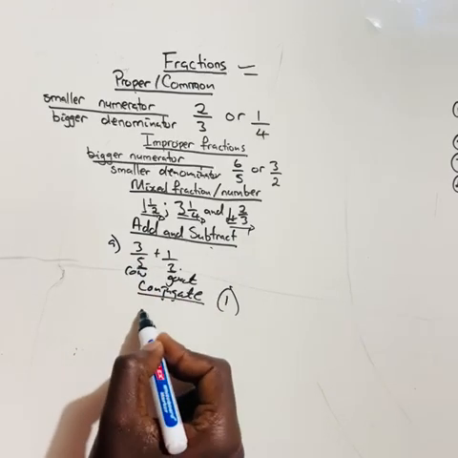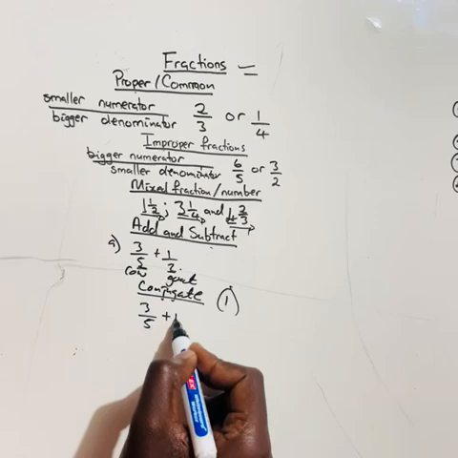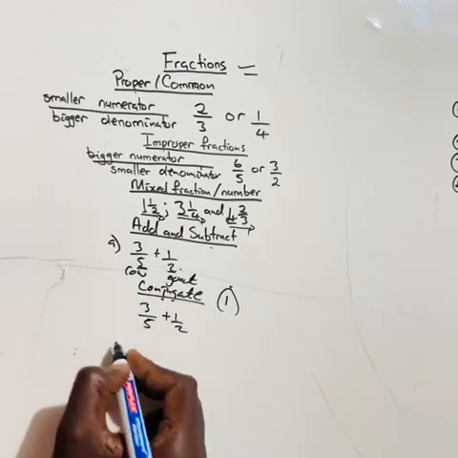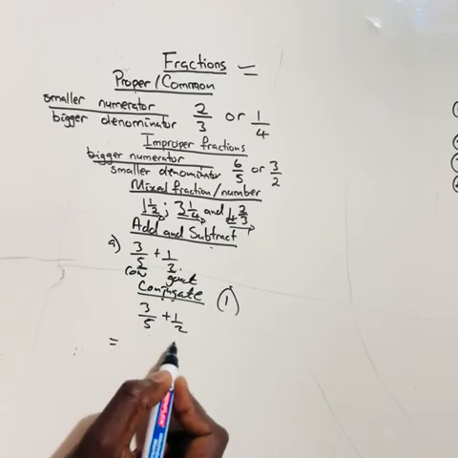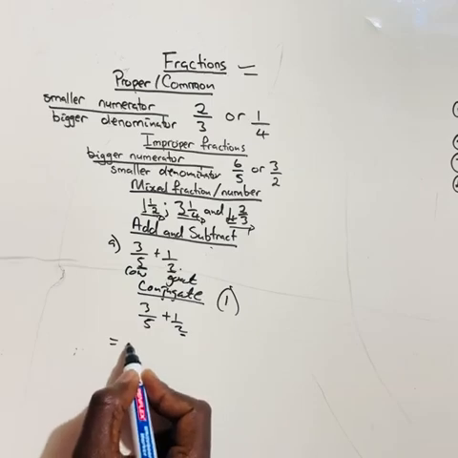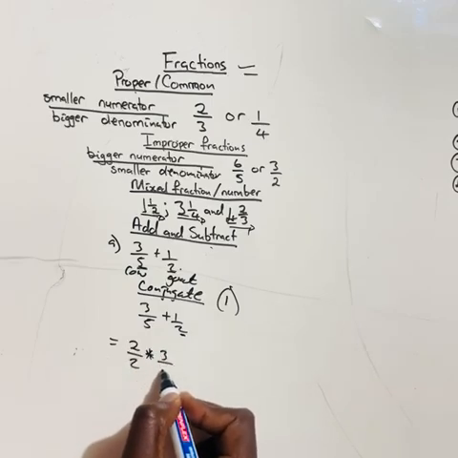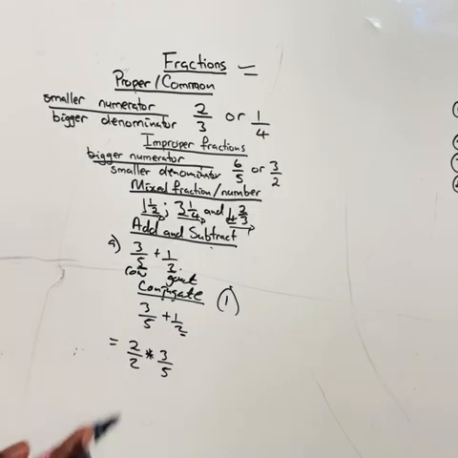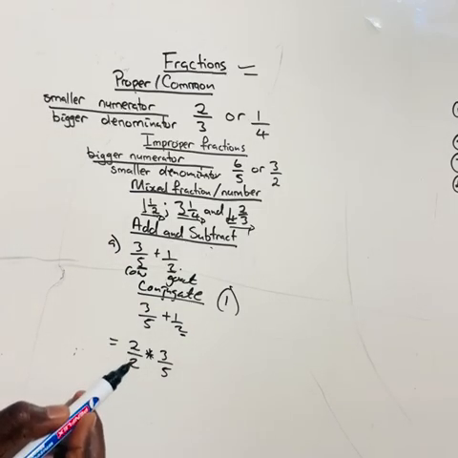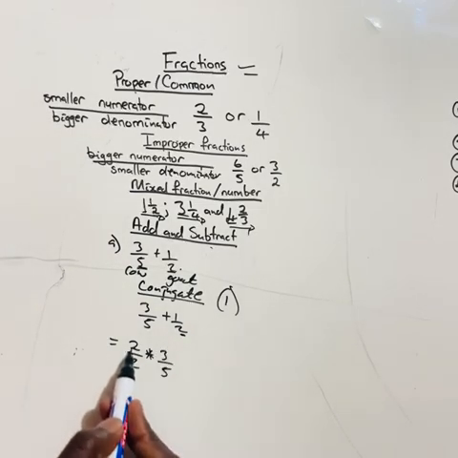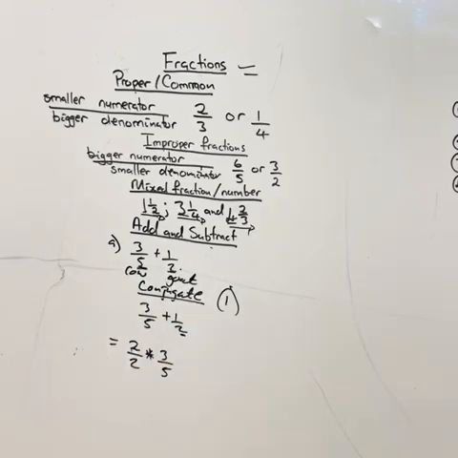So now I repeat, writing 3 over 5 plus 1 over 2. Now I'm going to multiply this 3 over 5 with this denominator 2. So I write here 2 over 2 multiplied by 3 over 5. Now this 2 over 2, if I say 2 divided by 2, what do I get? I get 1. This 2 over 2 is what we refer to as the conjugate.